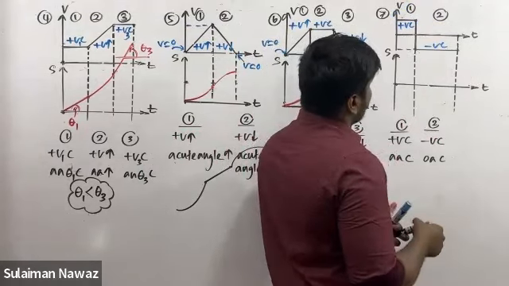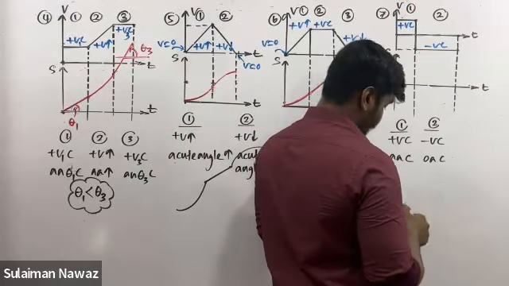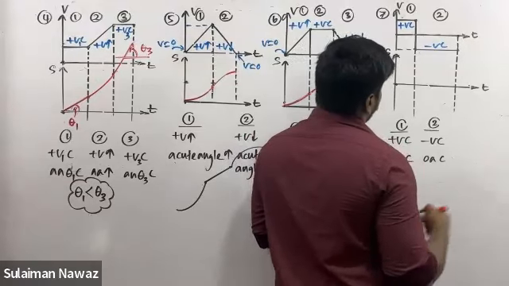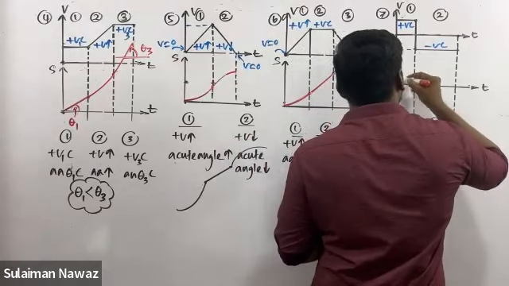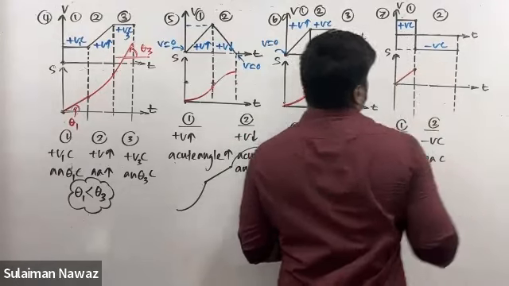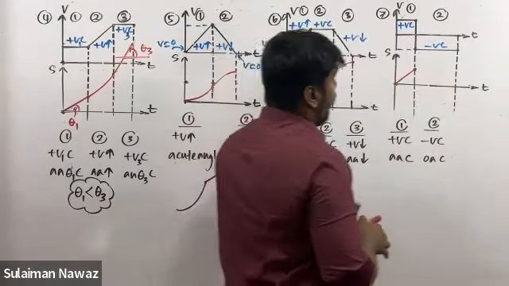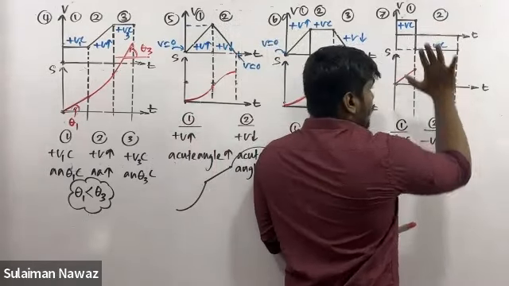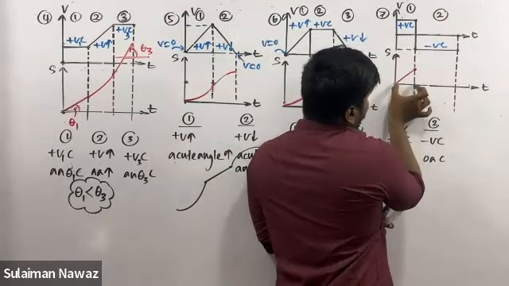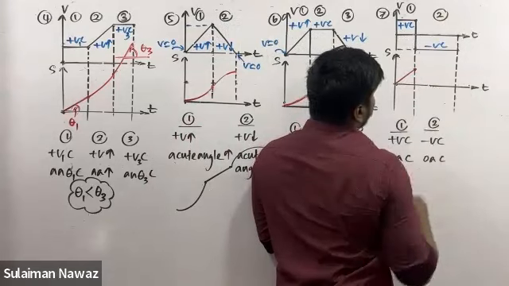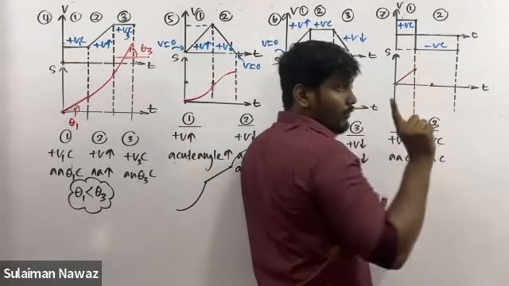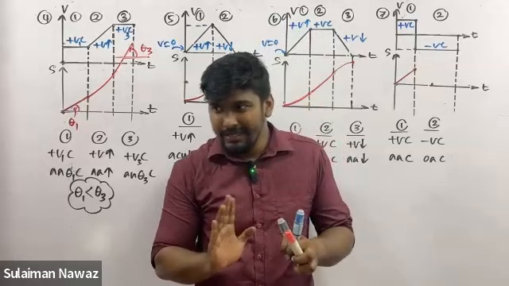If I try to draw acute angle constant, I have to draw something like this. Now I want to draw obtuse angle constant. Look here. Obtuse angle constant. Now, some points are very tricky.